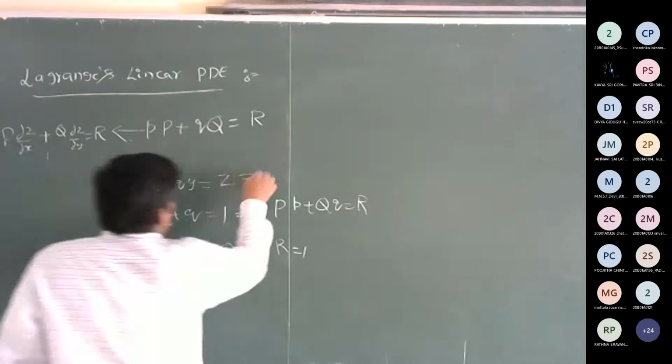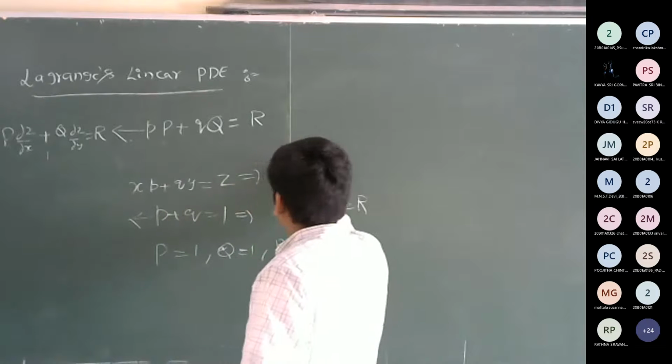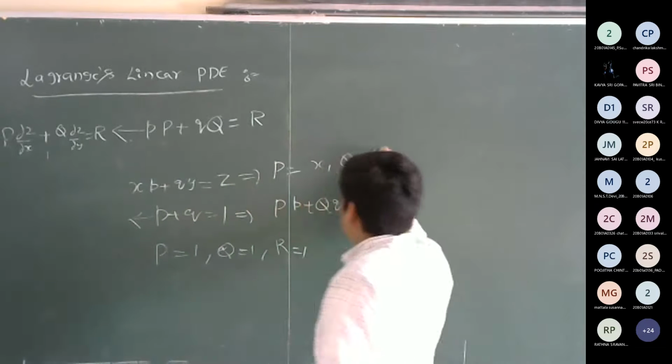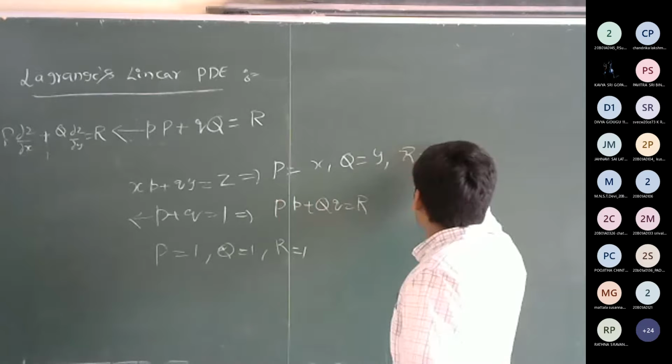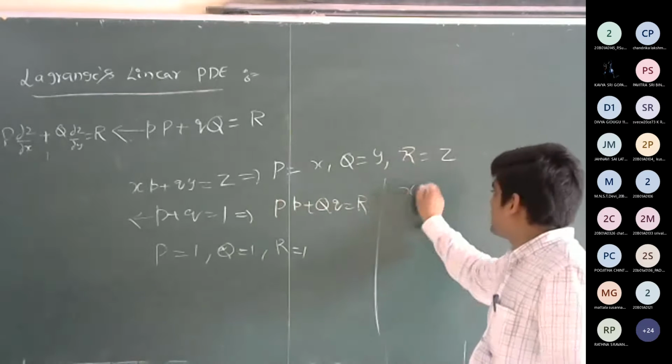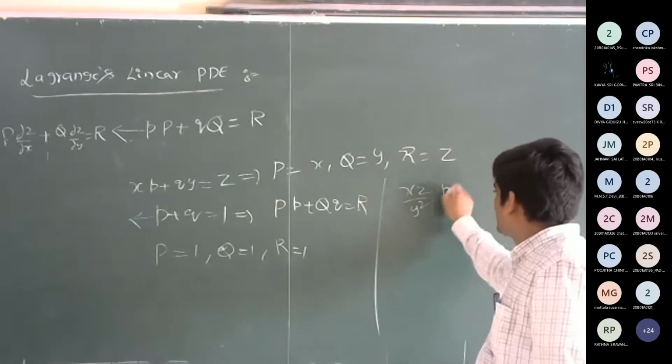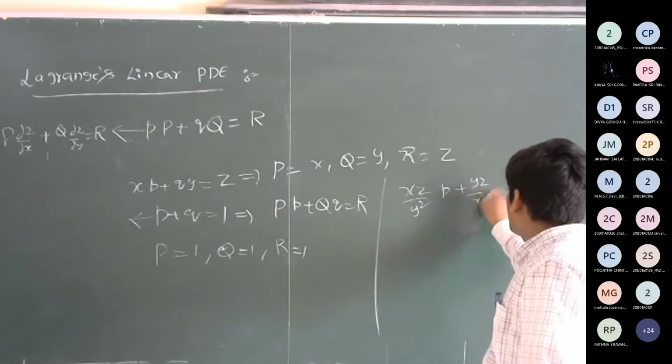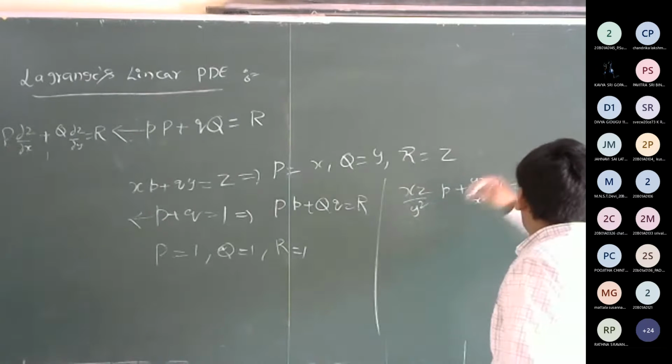Next, coming to this example, what is capital P? X. What is capital Q? Y. What is capital R? Z. Suppose we consider an example like xz by y square into p plus yz by x square into q, that is equal to zq, or 1.